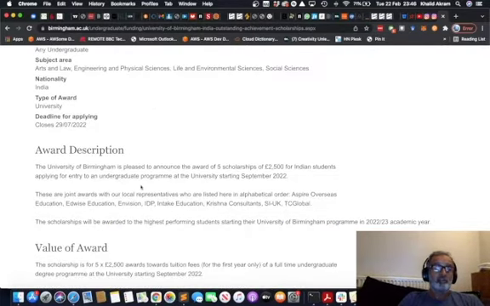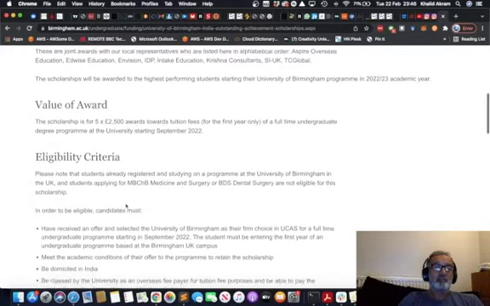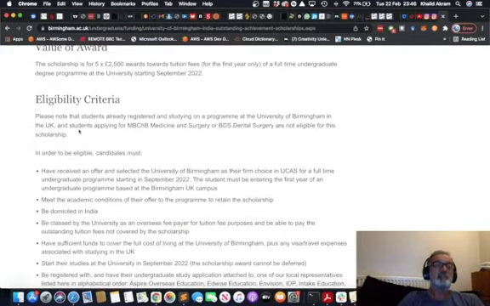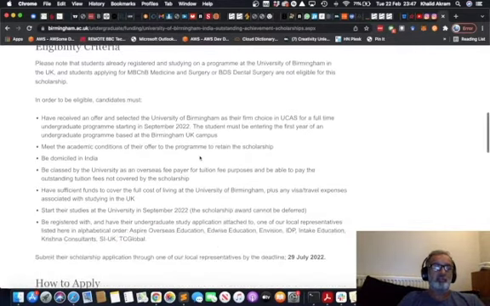There's a description of the award, a value of the award, and here's the eligibility criteria, right? Students already registered studying on a program at the University of Birmingham in the UK, and students applying for medicine and surgery or BDS dental surgery are not eligible. So telling you which courses are not eligible, that's important to know as well, right? Otherwise, in order to be eligible, these are the main rules. You've received an offer and selected the University of Birmingham as the firm choice in UCAS, right?